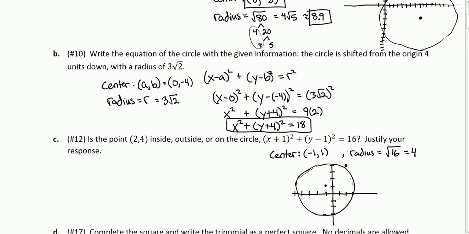So our drawing may be off a little bit. The way I drew it, it looks like it's outside the circle, but I may be incorrect. We need some more information. We need a more definitive way to answer this question, because I don't have that much confidence in my drawing. So notice we're given the point (2, 4), and we're going to plug in 2 for x and 4 for y into our equation. See what value we get, and let's compare it to 16.